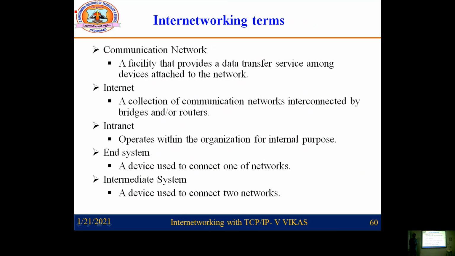Then end system, the device which is connecting to the network. It can be a mobile phone, a computer, a laptop, or a server, which is connected to the internet. That is called an end system. And intermediate system: to connect two end systems or several end systems, the devices present in the medium, like switches, hubs, repeaters, all those kinds of things.